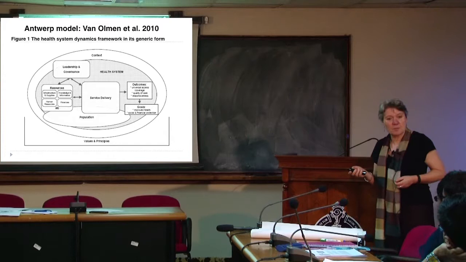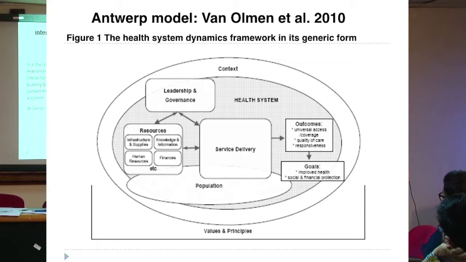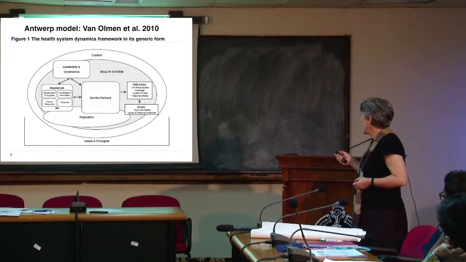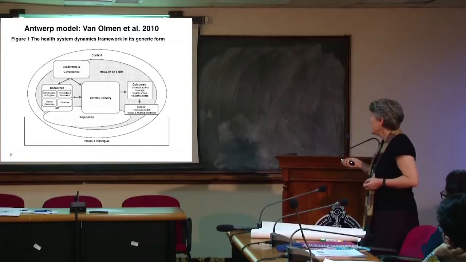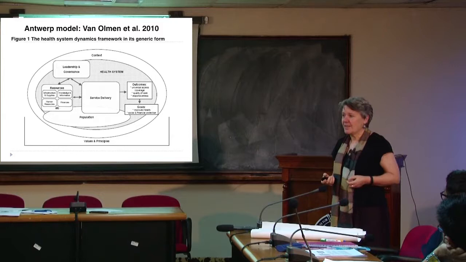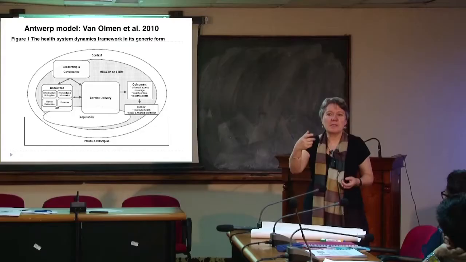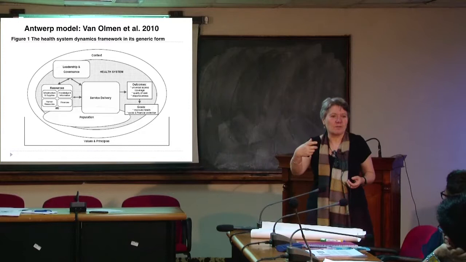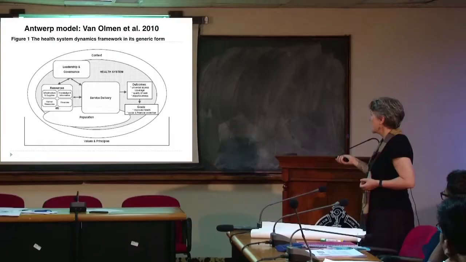and it's been quite popular. I don't know if you've seen the Van Olmen model. In 2010, so a few years after the WHO framework, it said all of those building blocks is too linear, actually. It doesn't, for example, represent service delivery. So you've all spoken heavily about structures of service delivery. And to put that just as one building block next to information doesn't make sense, actually, as a way of thinking about systems. So they rethought it and said, okay, service delivery is central.